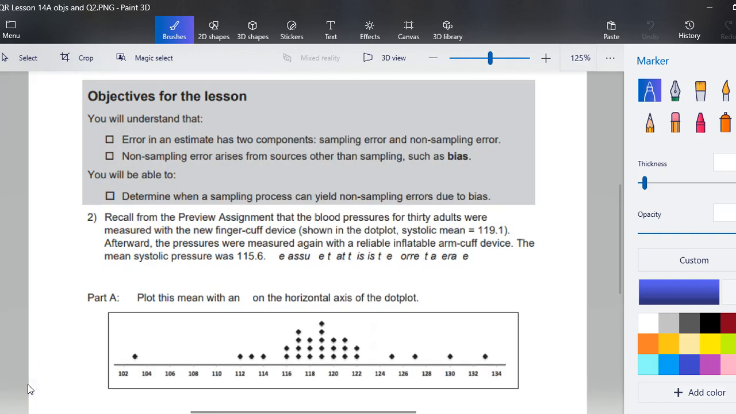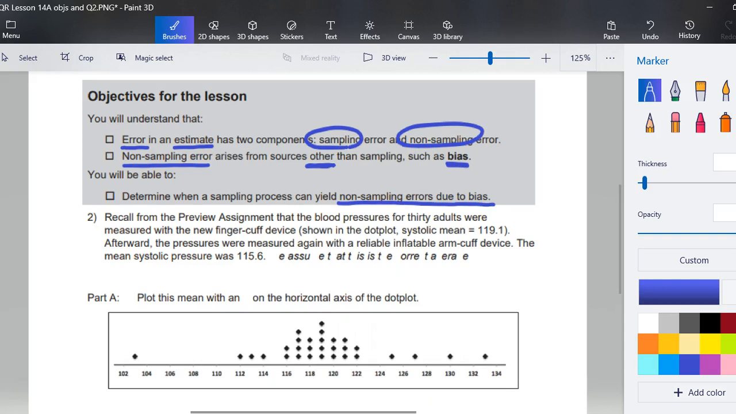The objectives for this lesson include that we're going to understand that error in an estimate has two components. It has sampling error and non-sampling error. Non-sampling error arises from sources other than sampling, and non-sampling error could be bias. We're going to be able to determine when a sampling process can yield non-sampling errors due to bias.